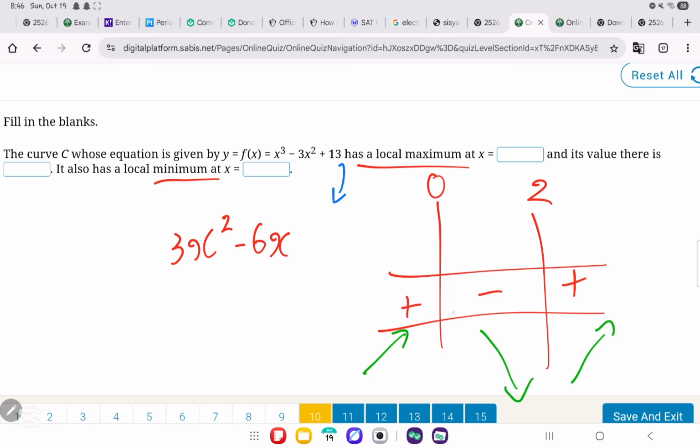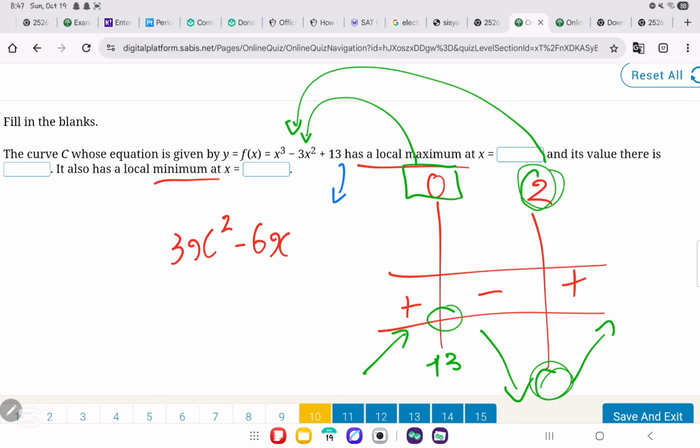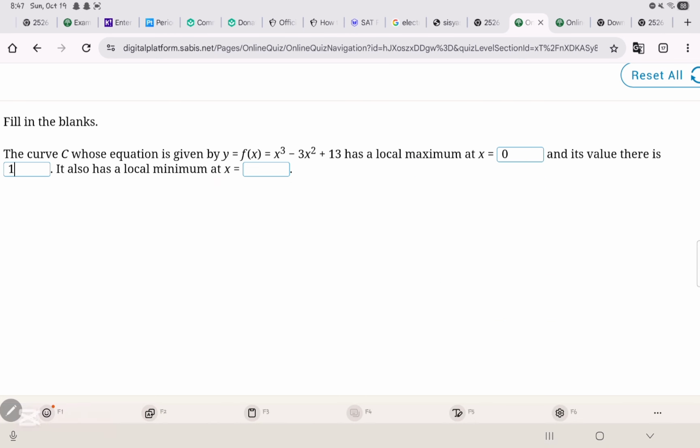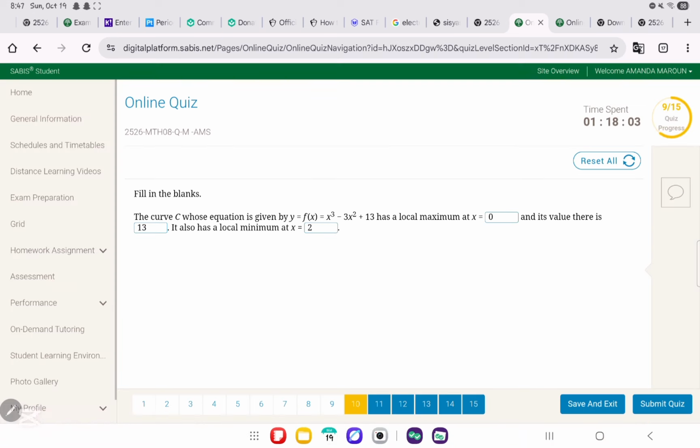So we have a local maximum at 0. And what's the value of y at 0? You will need to substitute it in the original equation and you will get an answer of 13. And it has a local minimum at 2. So how do you find the y of 2? You need to substitute it in the original equation. So that's 2 cubed minus 3 times 2 squared plus 13. So that's going to be 9. So it has a local maximum at 0, 13, and a local minimum at 2, 9.